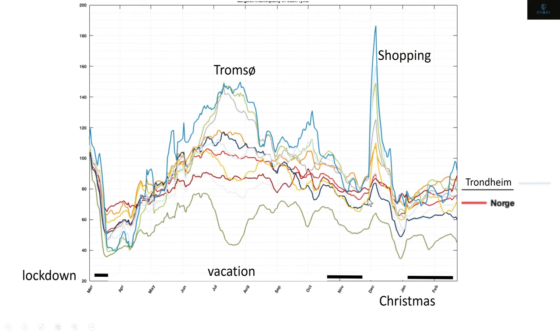And here you see something very interesting. In December, the first week of December, a dramatic increase in movements that is connected to shopping and to filling up shops with things that people should buy. And here is where we are. We are lower than before, but we are quite high. And Trondheim is completely in the middle here.